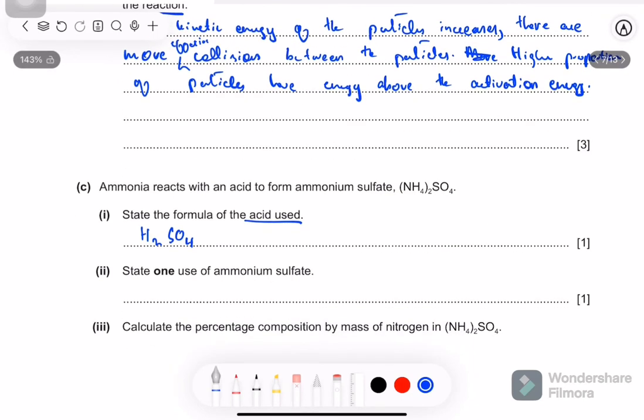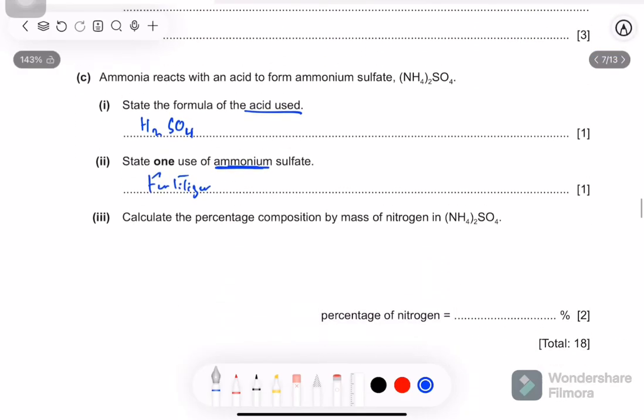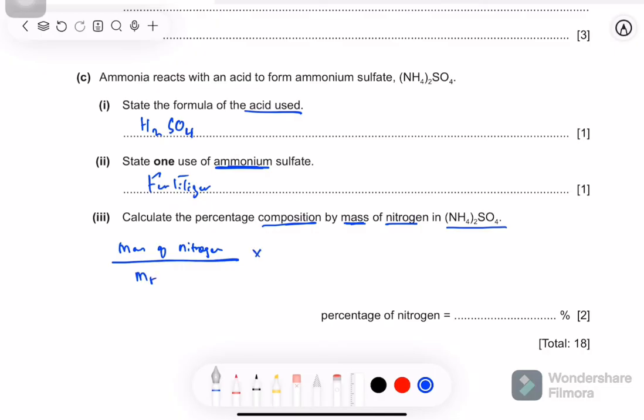State one use of ammonium sulfate. The fertilizers are the primary use of ammonium compounds. Calculate the percentage composition by mass of nitrogen in (NH4)2SO4, ammonium sulfate. Now how do we calculate the percentage composition by mass? This is the mass of the desired element, or in this case the mass of nitrogen, over the Mr, meaning the total mass of the compound, molecular mass, multiply by 100.